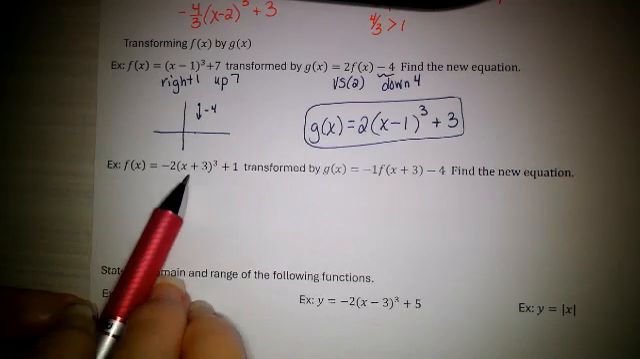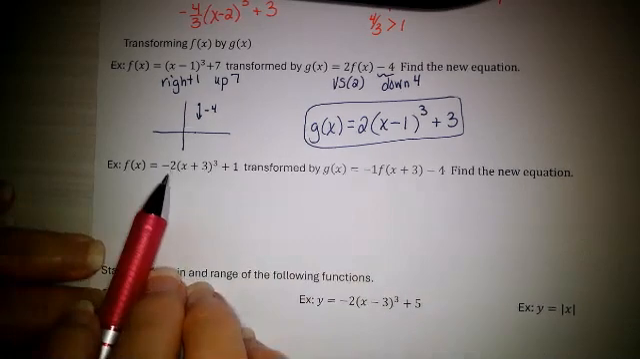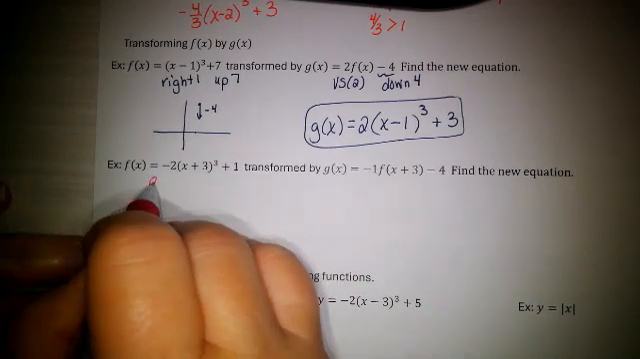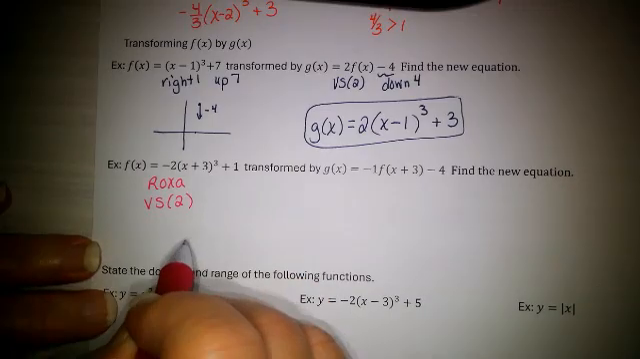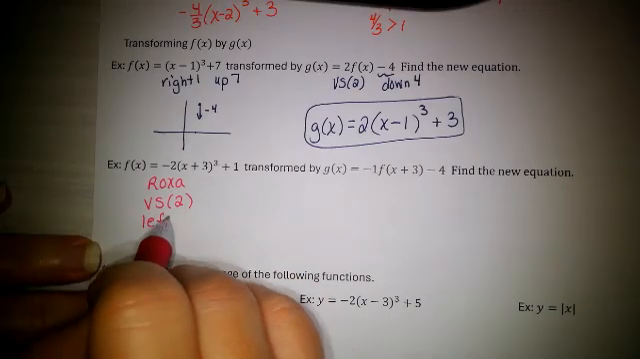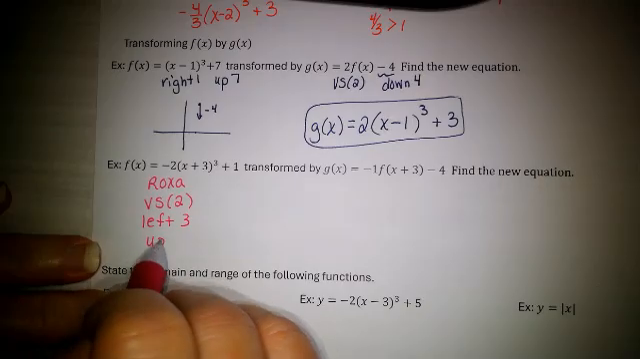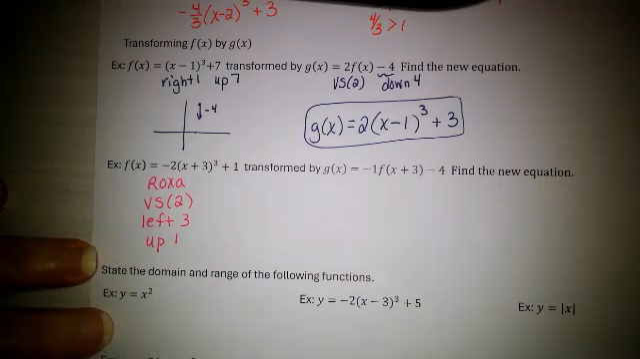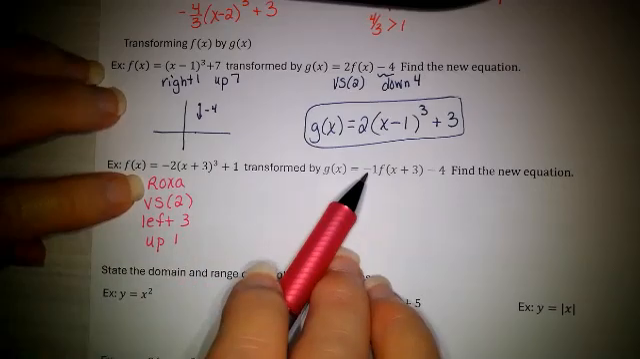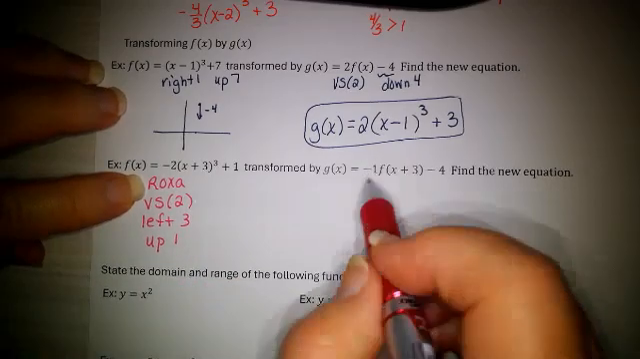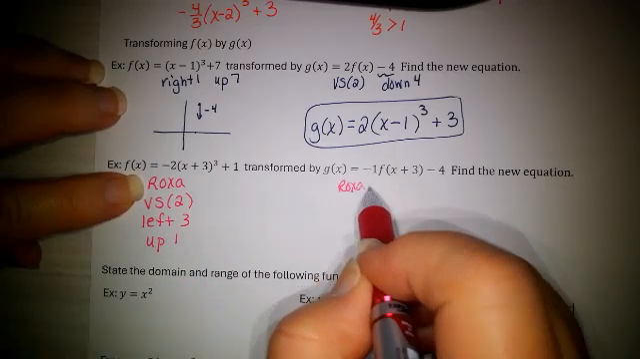All right, this one has a few more things going on. So let's take a look. This one was reflected. It was stretched by 2. It went to the left 3 and up 1. So these things have already happened. It reflected. What does this one want to do? It wants us to reflect it again.